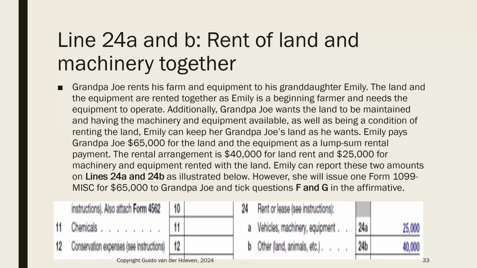And remember, she's got to tick the questions F and G in the affirmative that we talked about on Monday evening.